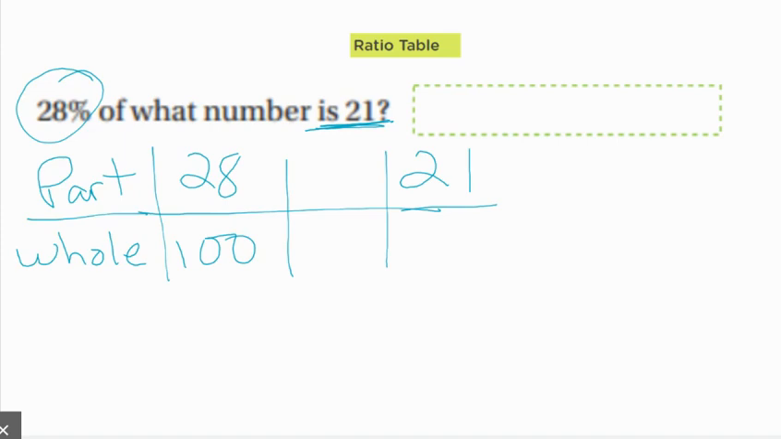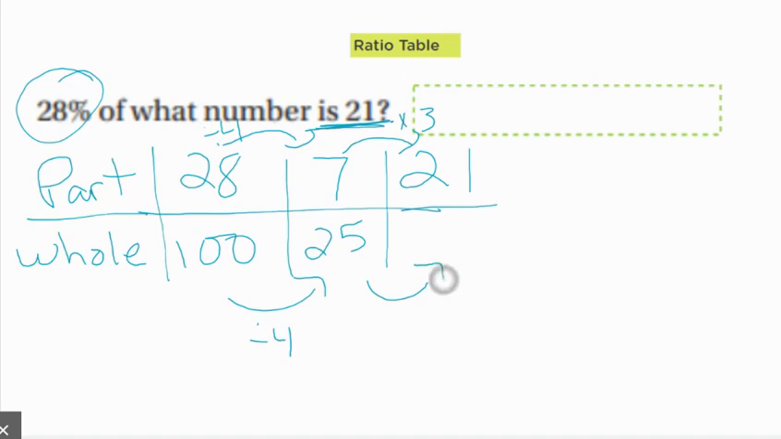So now we need to figure out 28 can go into what number, which will bring it back to 21. These look like multiples of 7. So I'm going to do 28 divided by 4 and then 7 times 3. So we're going to do 100 divided by 4, which is 25, and then 25 times 3, which is 75, and 75 is your answer.